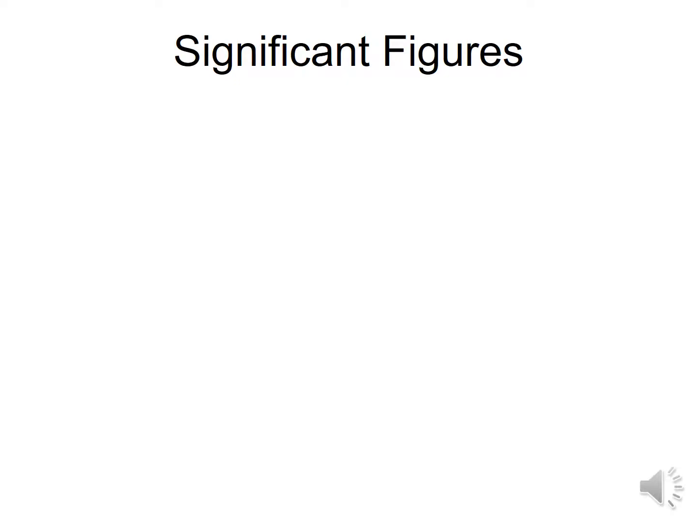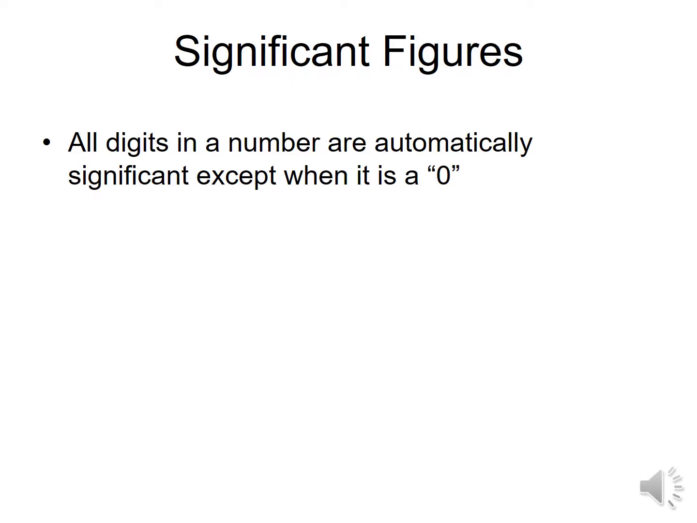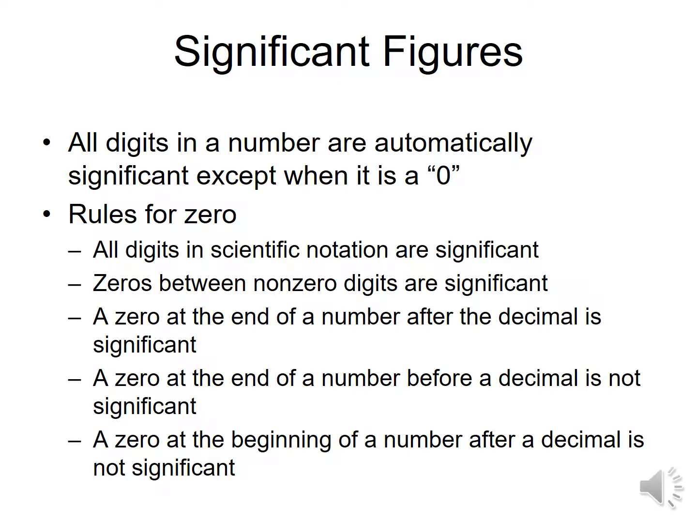Okay, significant figures. All the digits in a number that you observe as data are automatically considered to be significant unless the number is a 0. Some zeros are not considered significant figures, some are. All digits in scientific notation are significant. That's, first of all, realizing that in scientific notation, all the zeros shown in a scientific notation number are considered significant figures. Zeros between non-zero digits are also considered significant figures.